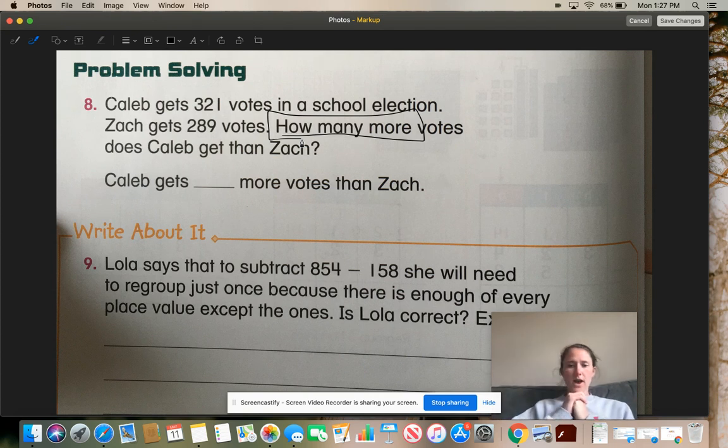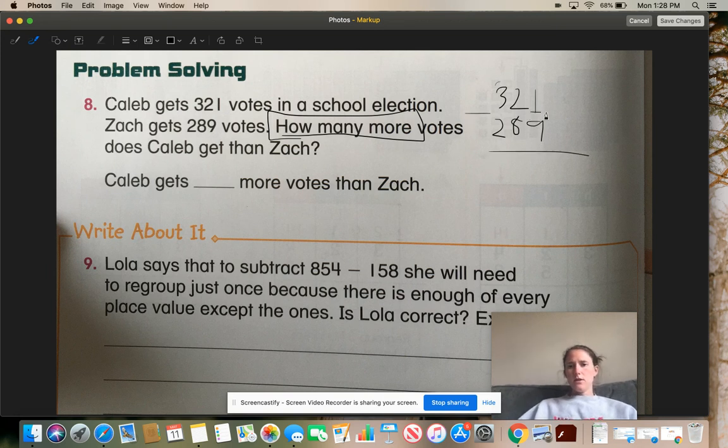For example, if I have 5 pieces of candy and my friend Ben has 2 pieces of candy, how many more do I have than Ben has? You would take 5 minus 2 equals 3. I have 3 more pieces of candy. So when you compare two different people, you are subtracting. How many more? Think subtract. So how many more? Caleb has 321 votes. This is a close race. And Zach has 289 votes.